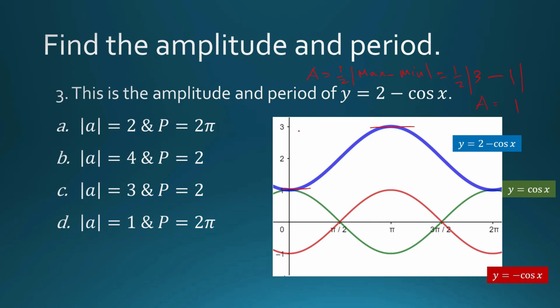And you know that B here is equal to 1. So P is equal to 2 pi divided by 1, or simply 2 pi. So the amplitude is 1 and the period is 2 pi. So our answer here is this one, letter D.